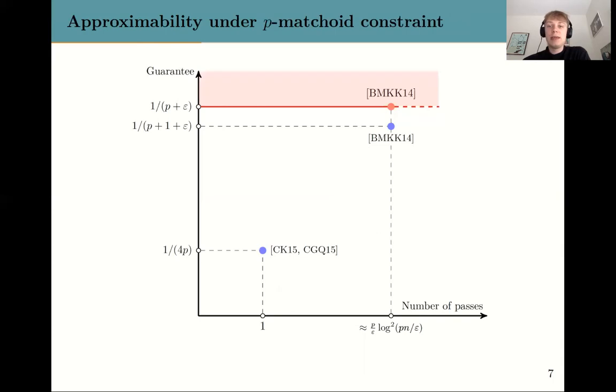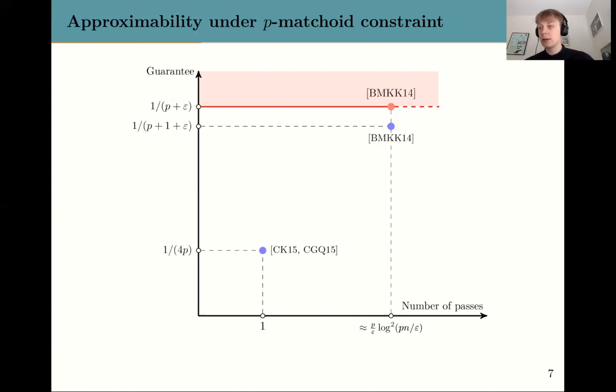Finally, regarding the p matroid constraint, pretty much nothing is known, not nothing, but there is a bit of room to improve this 1 over p plus 1, which we get in p over epsilon times log squared n, let's say, passes. So before our work, we don't know whether there was an algorithm that would achieve this 1 over p plus 1 in a number of passes that is independent of n. And in a single pass, we can achieve a 1 over 4p.